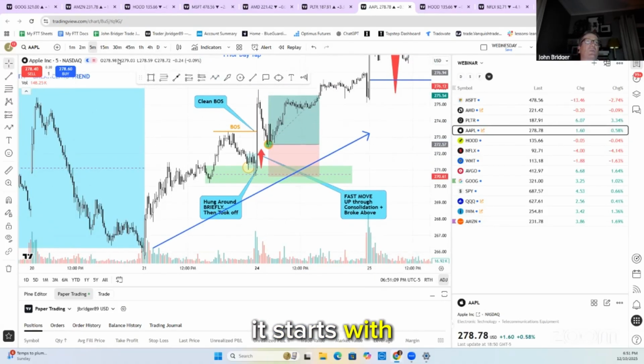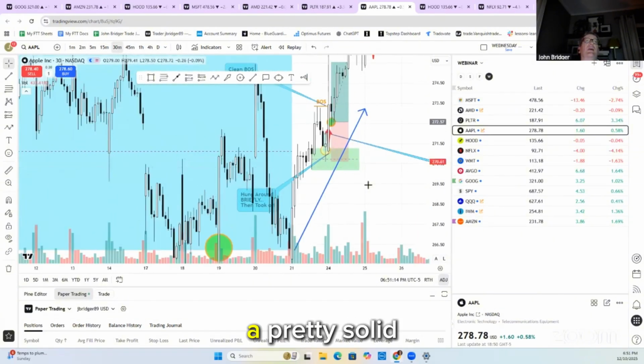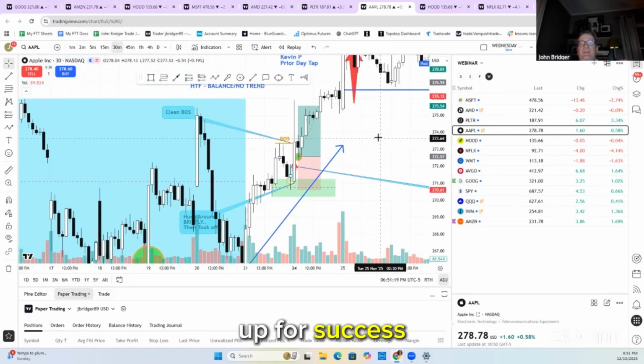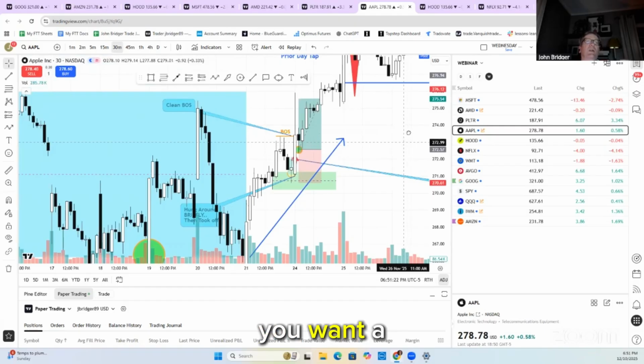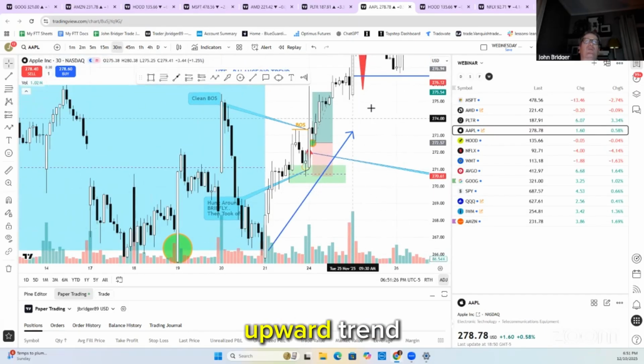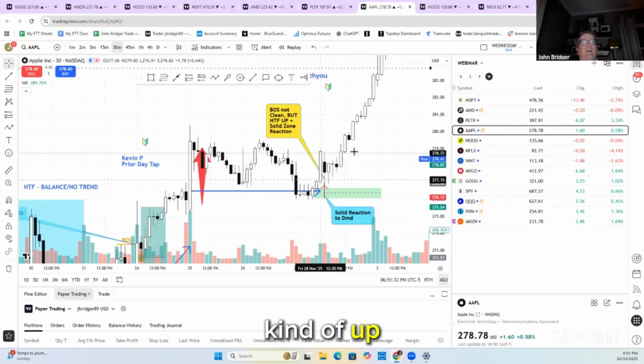But to me, it starts with looking at the higher time frame context. We're in a pretty solid upside trend move. That sets you up for success when you're playing these zones. You want a zone that is aligned with the trend. In this case, we had an upward trend and took that trade off of that. Got the same thing here, a nice move up off of that.